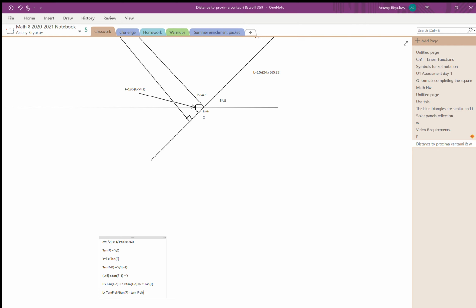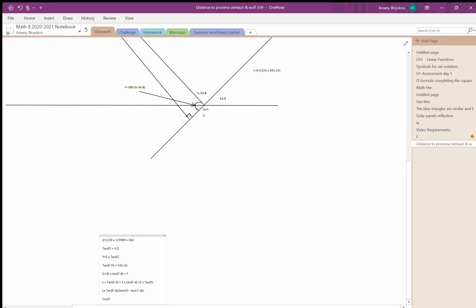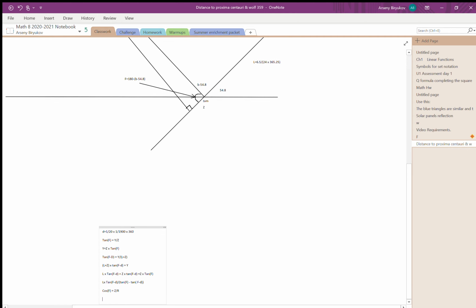We can also make the claim that cosine of F is equal to Z divided by R, because Z is the adjacent and R is the hypotenuse of the triangle created here. By multiplying both sides by R and dividing both sides by cosine of F, we'll get the equation R is equal to Z divided by cosine of F.